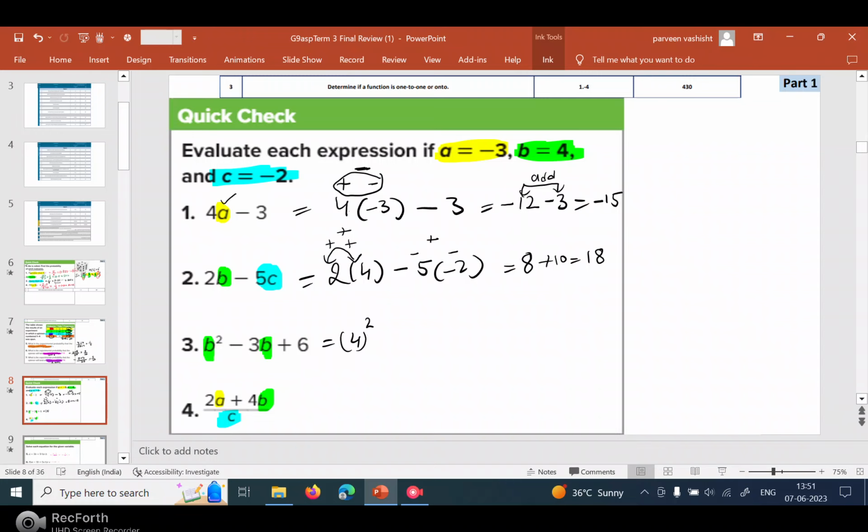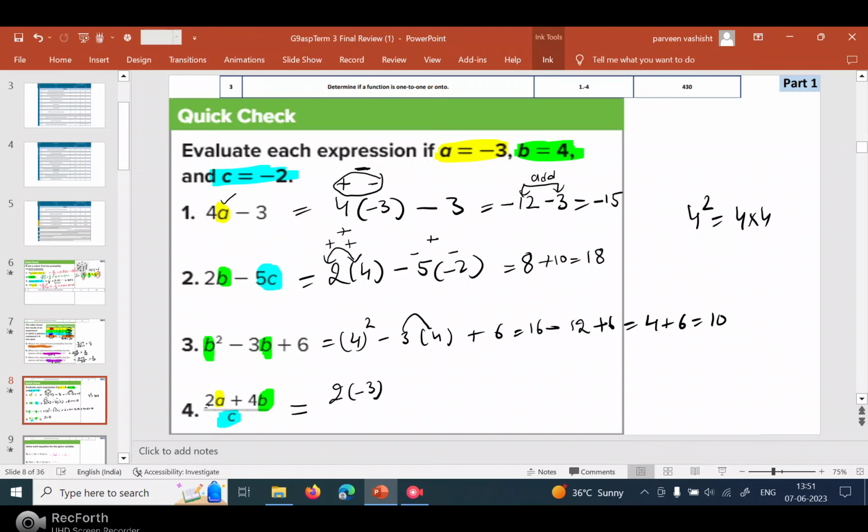Next is B square. So how much is B? 4. 4 square minus 3 into 4 plus 6. Now for 4 square, you have to see 4 multiplied by 4. It will be 16, minus 3 multiplied by 4 will be minus 12, plus 6. 16 minus 12 is 4, plus 6 will be 10. You can simplify and you can get your answer.